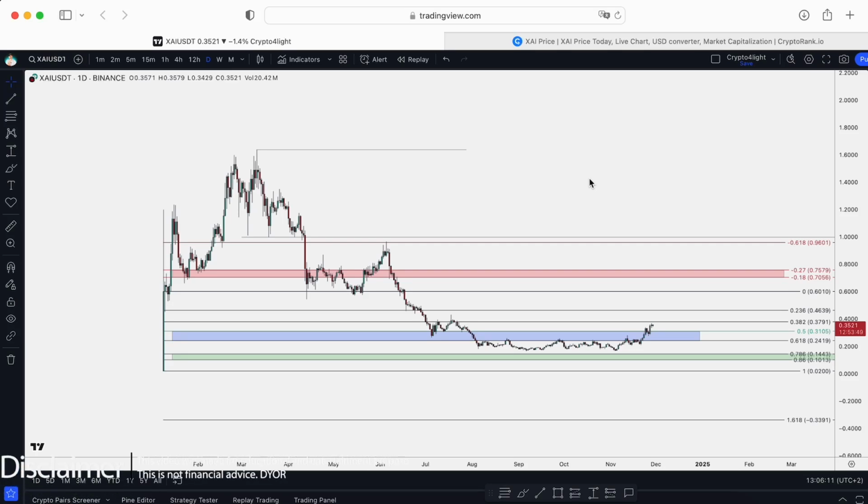Today we'd like to talk about the XAI USDT trading pair with my custom market set updates. Let's dive in.